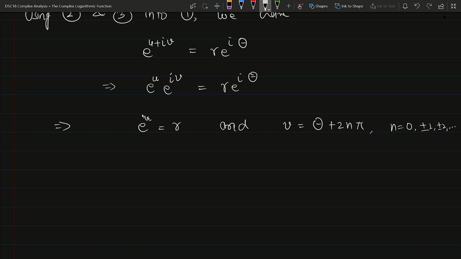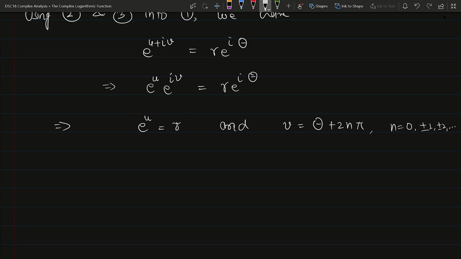Now the moment we have the value of e to the power u and v, then we are now able to write the value of the complex number w. Look at this. This v is a real number. This r is a real number. So you can say this particular equation represents the exponential function in the real number system.